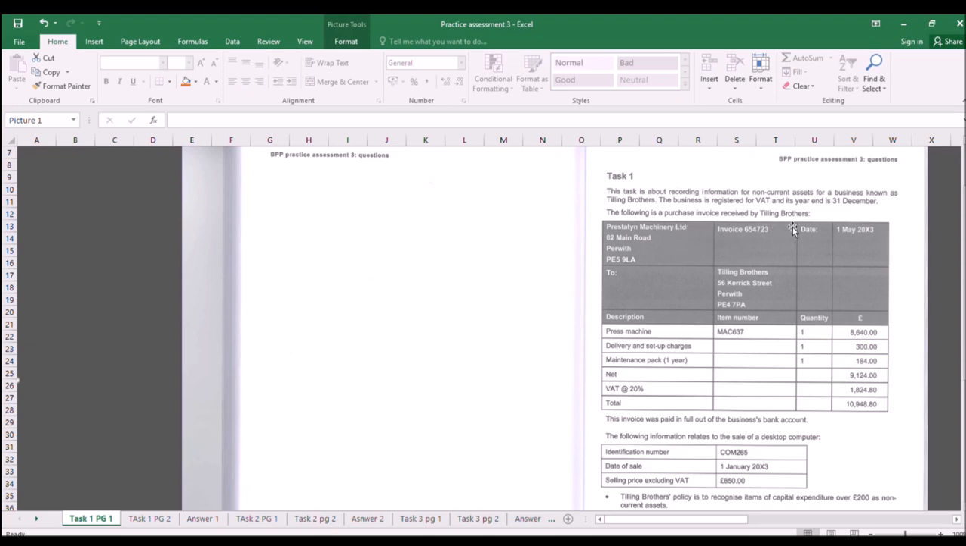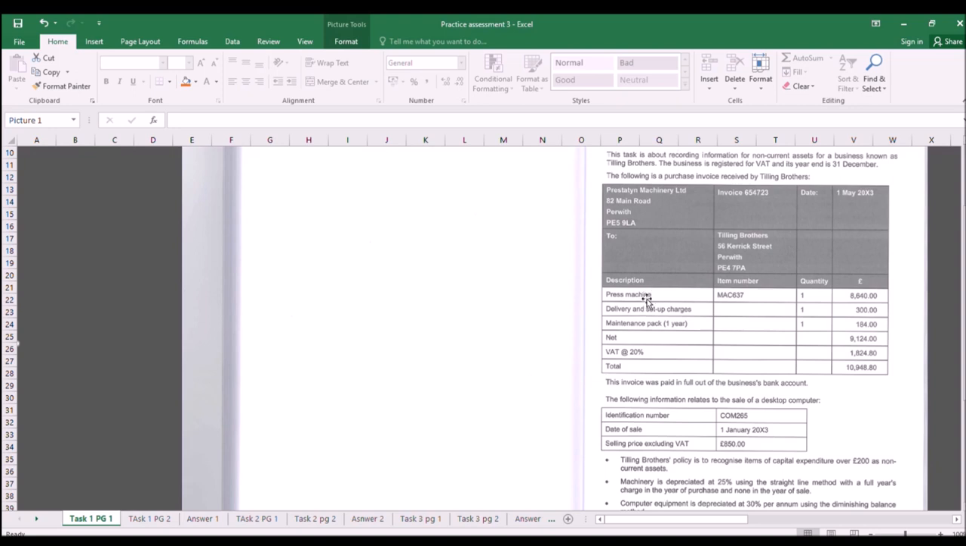Okay, we receive a purchase invoice received by Tilling Brothers, from Prostatin Machinery. So you've got some invoice numbers in here. Right, let's have a look through. Press machine over here. There's the delivery and setup charges which we have, which means anything that's required to put it in place is always going to be added onto the cost. Little thing there to just add on. Right, okay, so we're going to have those two together.